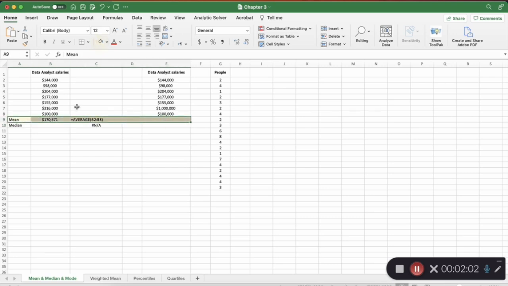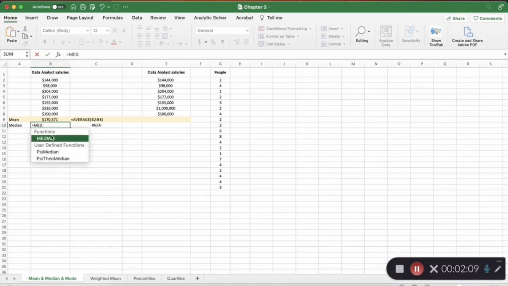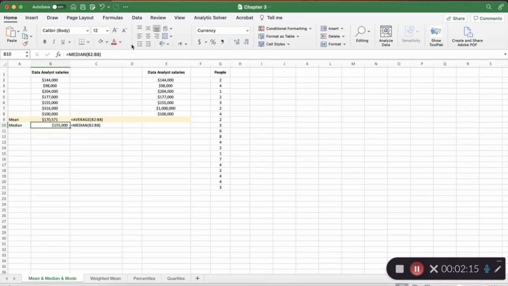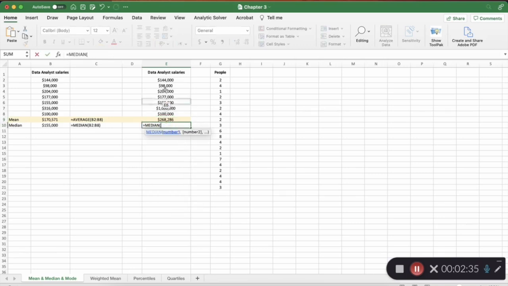To find the median, we type equals median. Same thing: select your data, enter. So this is your median, right? The second data set, we're going to do the same thing. Average, then the mean and the median.